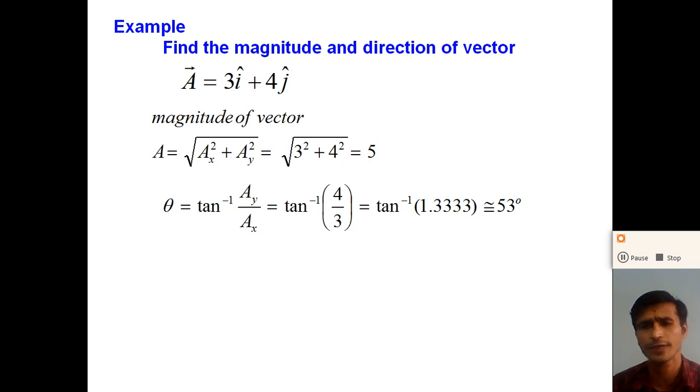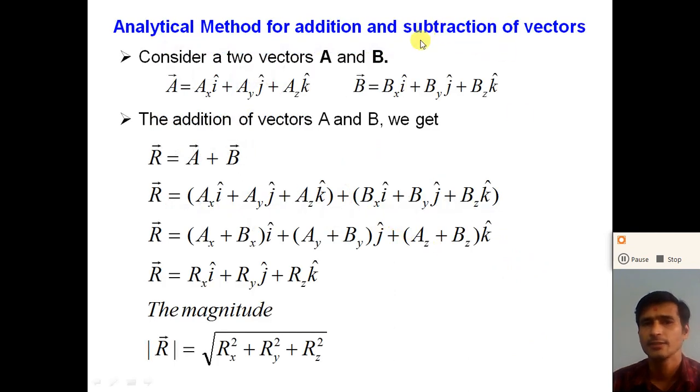Similarly, if you want to find the angle with the negative y-axis, 90 minus 53, you get the angle with the positive y-axis. So dear student, understand from the component form how we can find the magnitude and the direction with the positive x-axis. So now dear student, we understand the analytical method for the addition and subtraction of the vector.